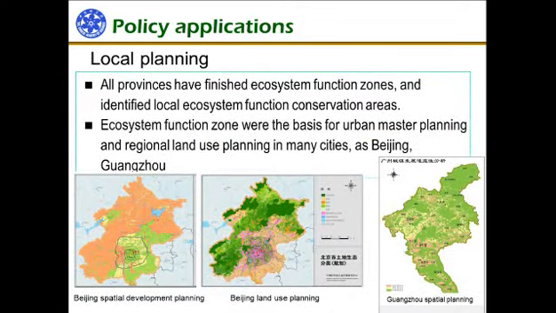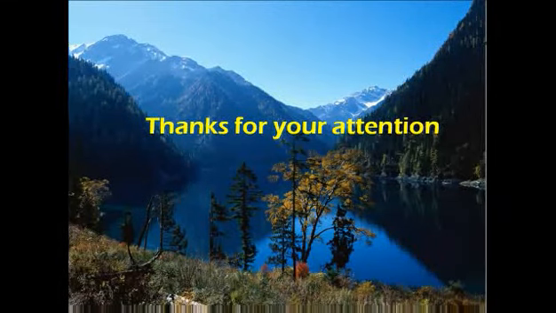And also, at the local level, all the provinces have finished ecosystem service function zones and identified their critical ecosystem functional conservation areas. Cities like Beijing and Shanghai use them in urban planning. When they do urban planning and regional planning, they first identify the critical areas with ecosystem services as protected areas. Okay, thank you.